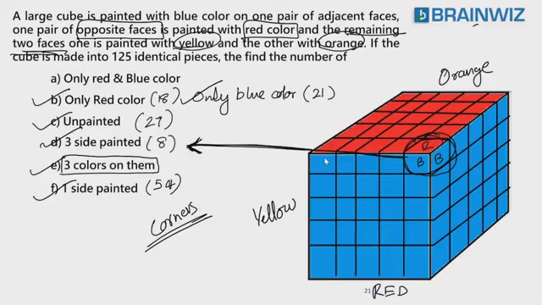But if I ask you 3 colors, sir, 3 colors, do you think this piece is 3 colors? No. Is it 3-side painted? Yes. Everybody knows that this is 3-side painted, but my question is not 3-side painted, students. My question is 3 colors.